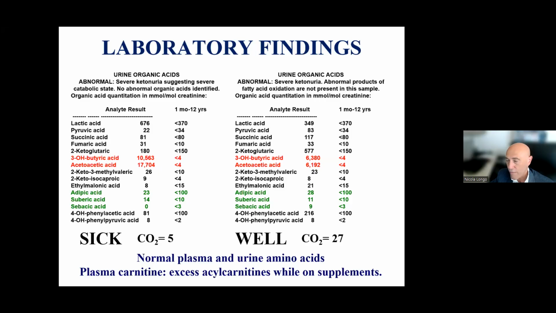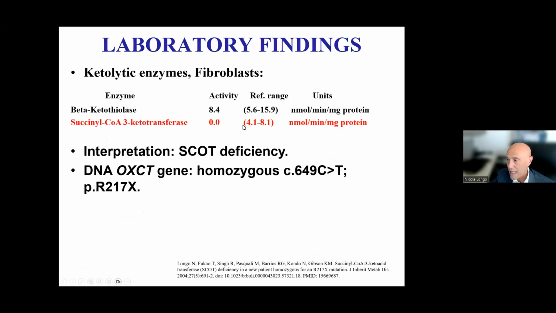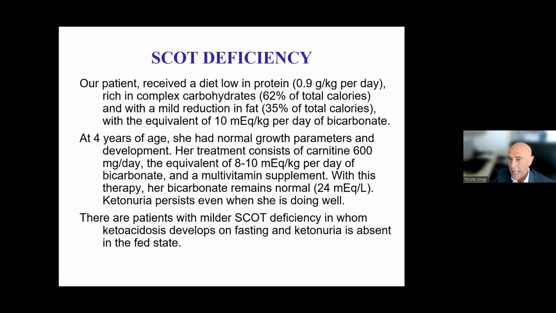So how did we confirm the diagnosis? We sent for enzyme activity, and enzymatic activity was 0. Dr. Fao at the time sequenced the gene for us, and the child was homozygous for a stop codon. So obviously this child has a severe SCOT deficiency, and the way around it again is to give high dose alkali.